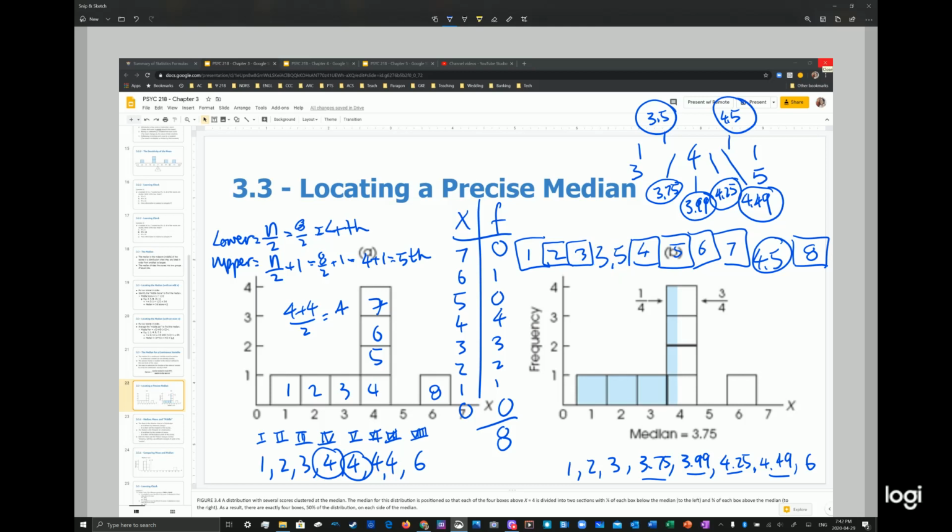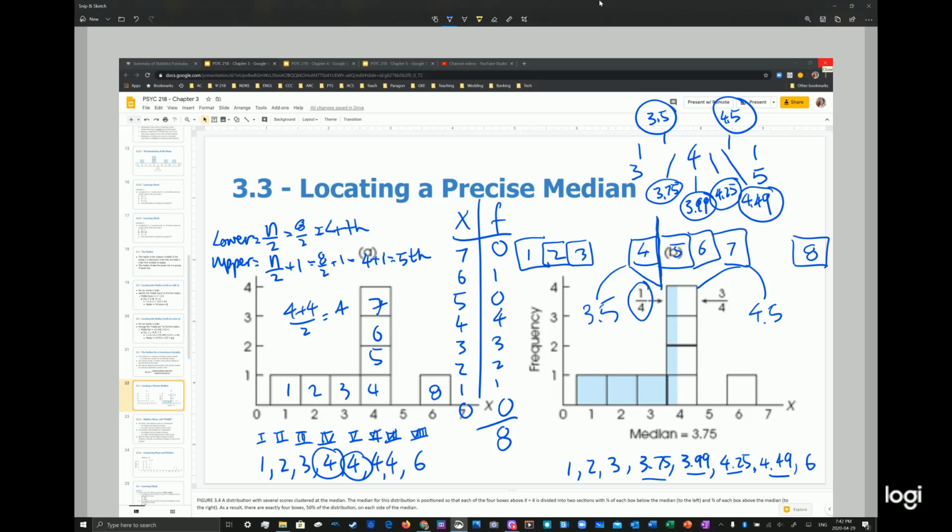I'll remove the circles to make this less confusing, and I'll actually put this a little lower. So this is our 4 right here. And then the limit of this part is 3.5, the lower limit, and this part here is 4.5. So again, our median would be right here in between the 4th and the 5th score. And so the fraction at this point to reach here would be exactly 1/4. So that's why we see 1/4 here.